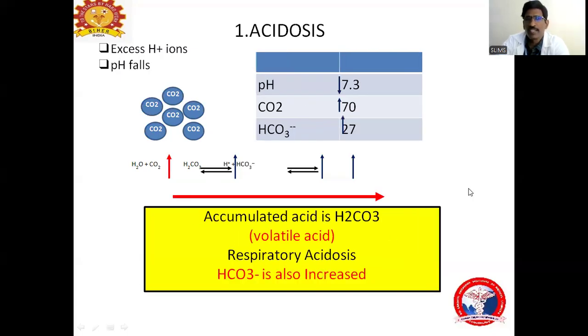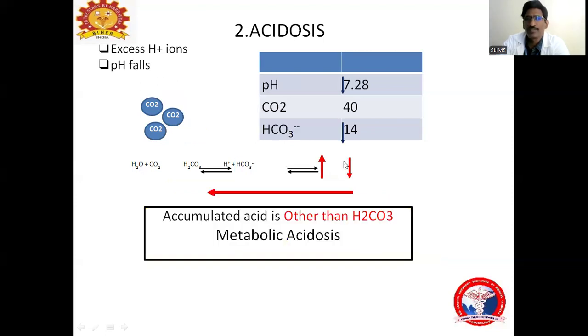So what happens to the bicarbonate? When carbonic acid increases, both hydrogen ion and bicarbonate will increase. So bicarbonate is also increased in respiratory acidosis.